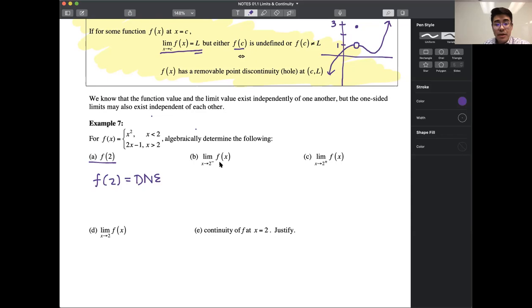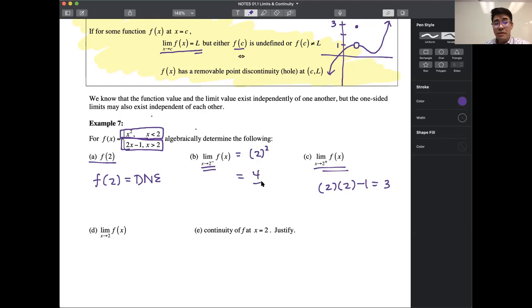Versus here, if it asks you to evaluate the function as you approach from the left-hand side, that is when x is less than 2, you can just go ahead and plug it into that function. So the limit as x approaches 2 from the left-hand side will equal 2 squared, and that's equal to 4. And it's okay that the function value is not included. The limit does exist. Similarly, for the right-hand side, we can plug in 2 on the bottom equation because 2 plus means we approach from the right-hand side. So we get 2 times 2 minus 1, and that's equal to 3.